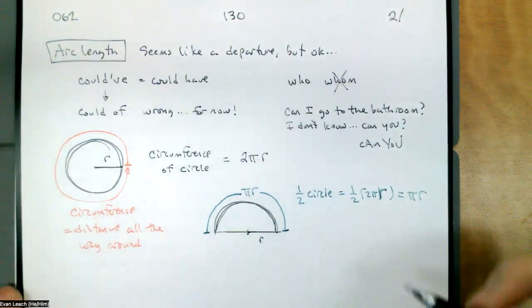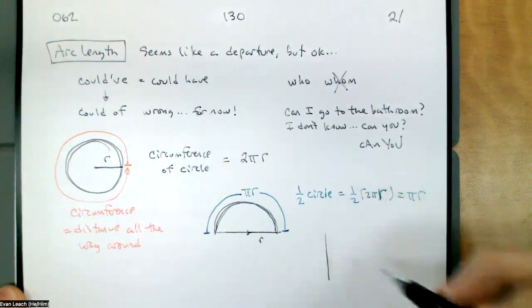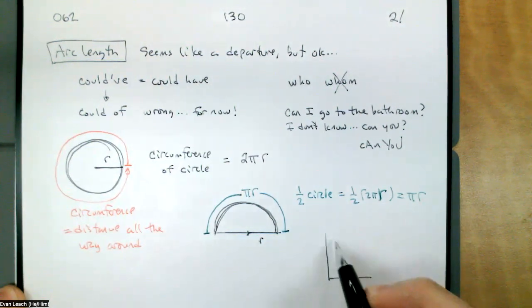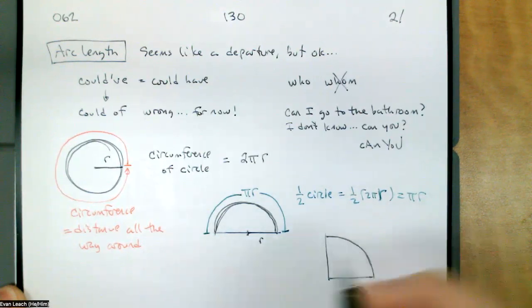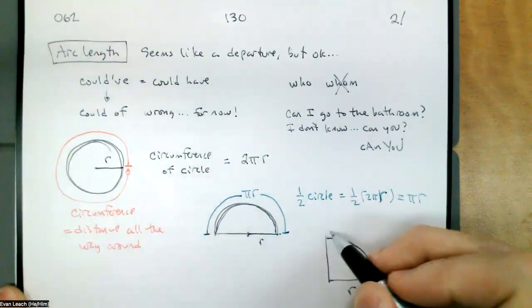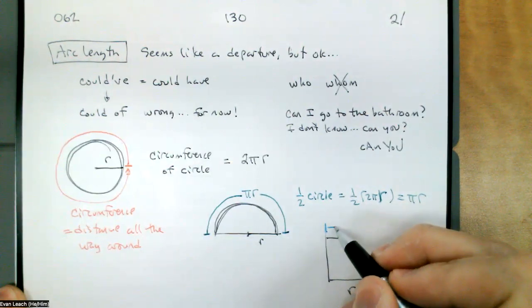What if instead of a half of a circle, I have a quarter circle? Pi over 2 r.